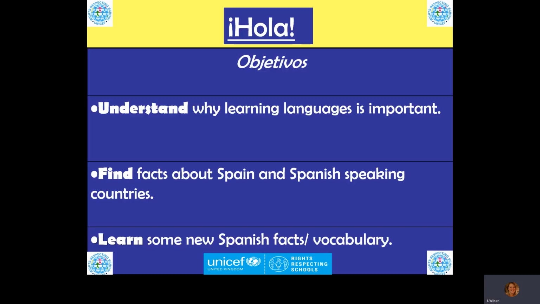So hopefully in today's lesson, we've had a look at why learning a language is important. We've learned a few facts about Spain and Spanish-speaking countries. We have learned a few words. We've looked at the date and the title. We've learned a little bit about accents in Spanish to begin with. Next lesson, we'll be learning some more vocabulary. So I will see you then.